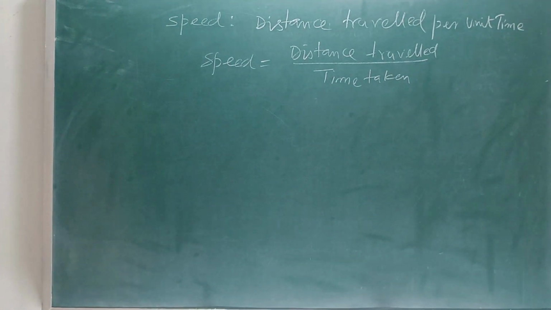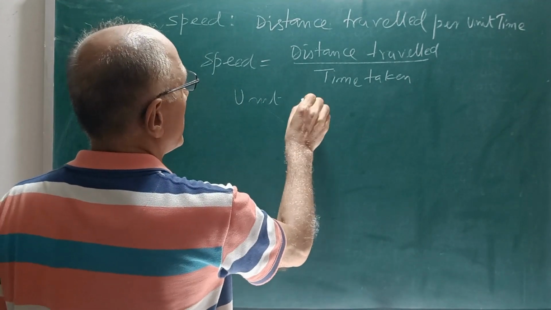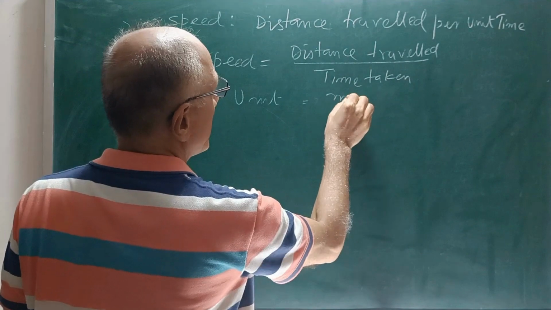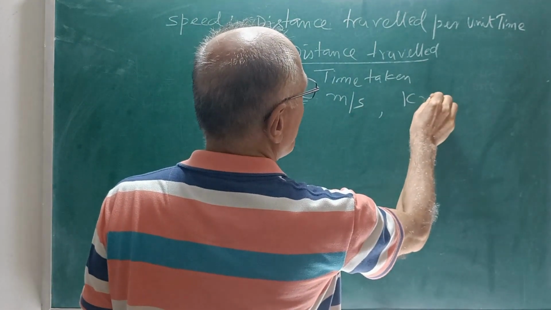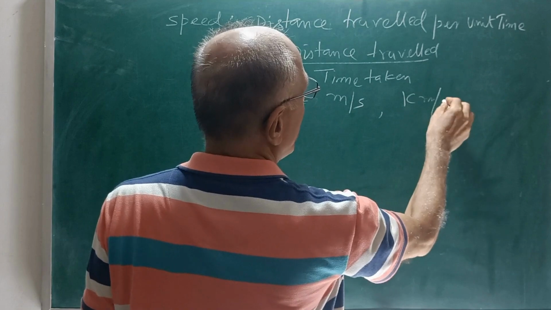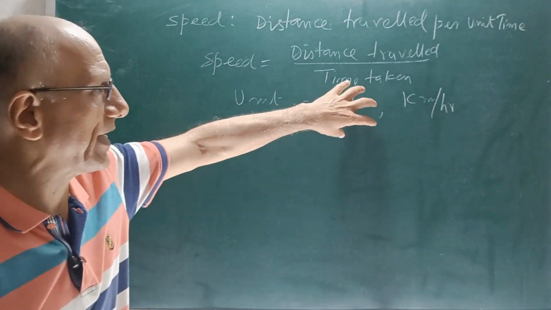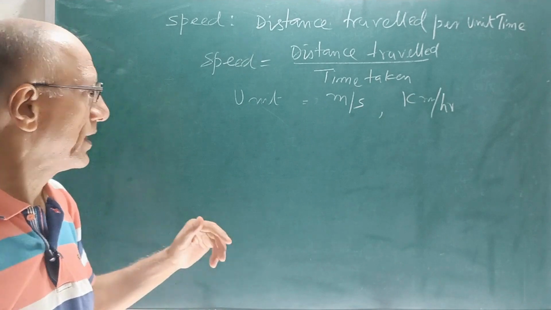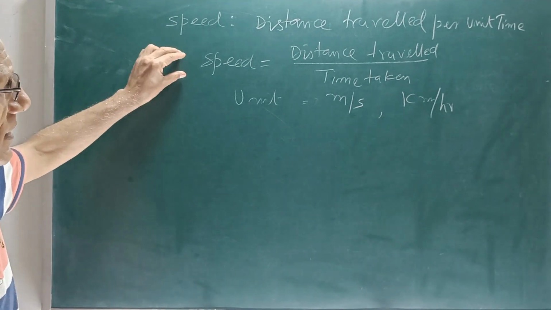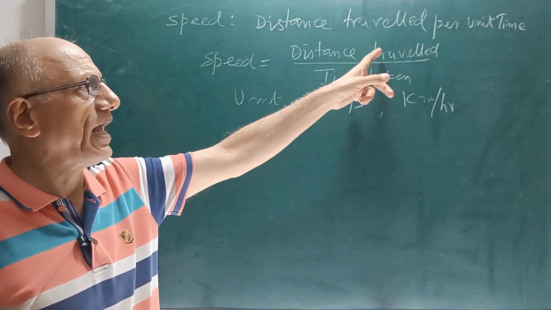And what will be the unit? Distance is in meter and time is in second, so meter per second, or if it is kilometer, then kilometer per hour. So these may be the units. This is the SI unit. CGS is centimeter per second. So the speed is distance traveled per unit time.